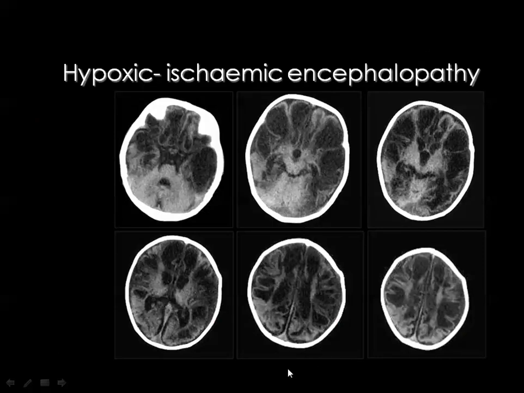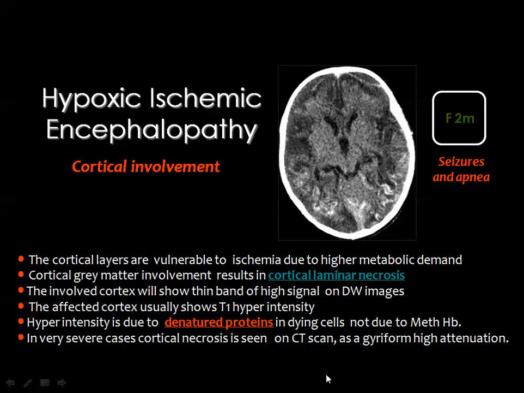And hypoxic ischemic encephalopathy later on will result in cystic encephalomalacia in the brain parenchyma with severe damage of the brain tissue and the consequent dilatation of the ventricles due to loss of volume of the cerebral tissue. And involvement of the cortex may lead to what's known as cortical laminar necrosis.